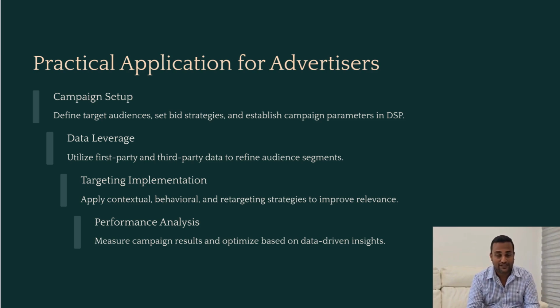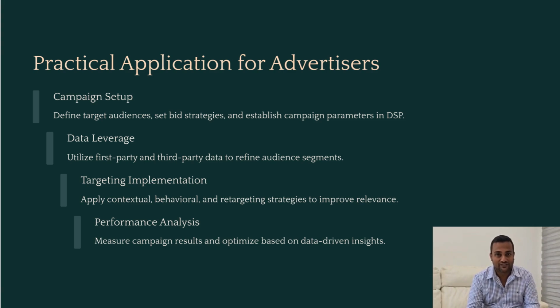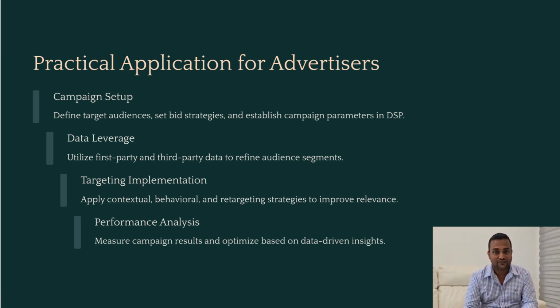For publishers, practical application involves using SSPs to manage and optimize ad inventory. This includes setting price floors, creating private marketplaces, and implementing header bidding to maximize revenue. Publishers also need to understand how to balance direct sold inventory with programmatic inventory to achieve the best overall yield. Both advertisers and publishers need to be familiar with ad exchanges and understand how real-time bidding works. This includes knowing how to set up and manage campaigns that leverage RTB, as well as understanding the auction dynamics that determine which ads are shown and at what price.